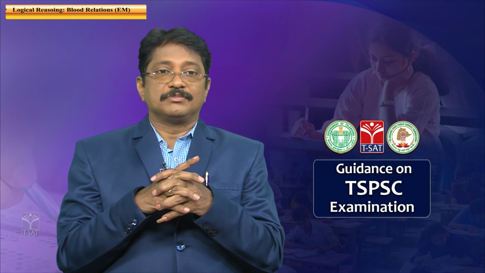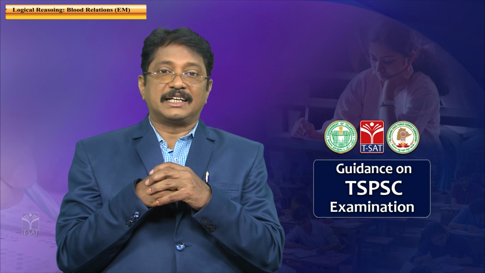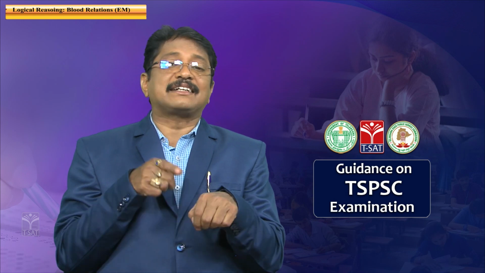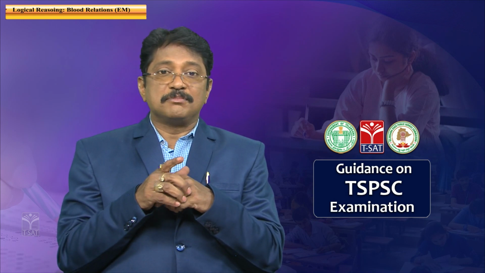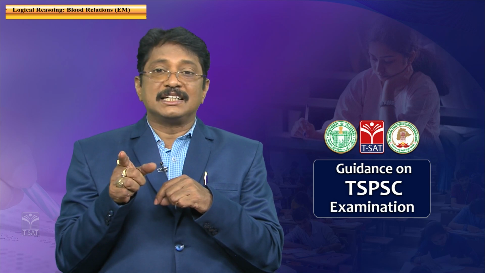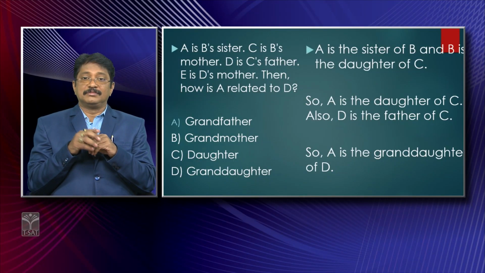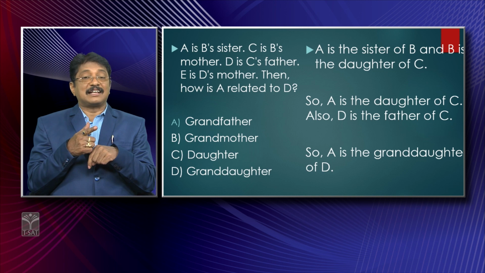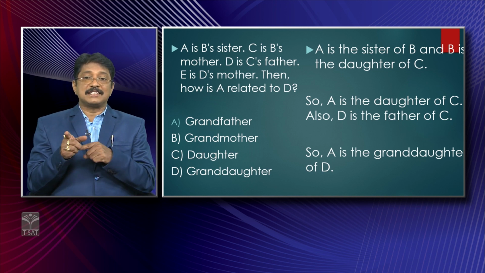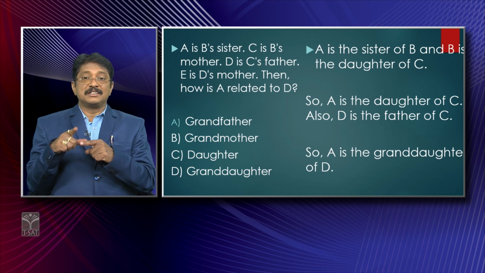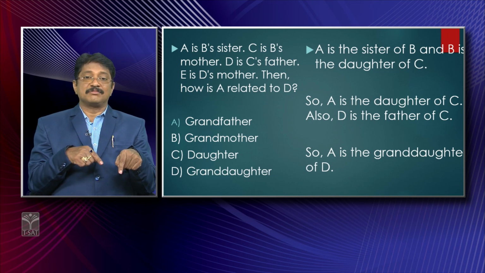That is the question. A is B's sister, correct? A is a sister of B, okay, and B is the daughter of C. So, A is the sister of B, correct? B is the daughter of C. So, we can say A is the daughter of C. This is very important. And also D is the father of C. So, what is the relation now? D is the father of C and A is the daughter of C. Means here the relation between A and D is grandfather, correct?